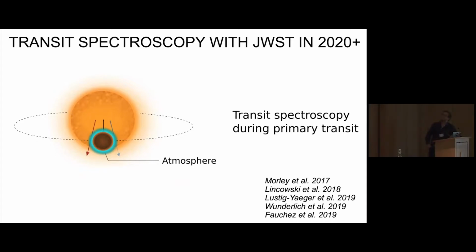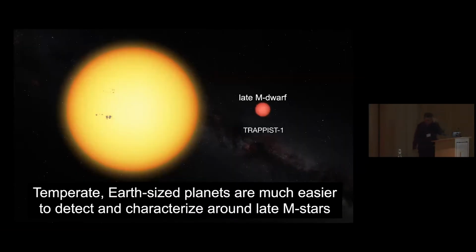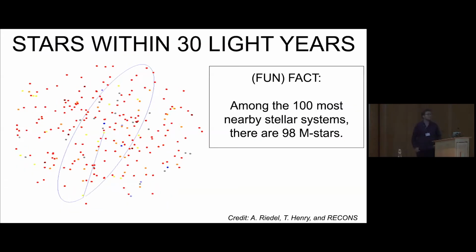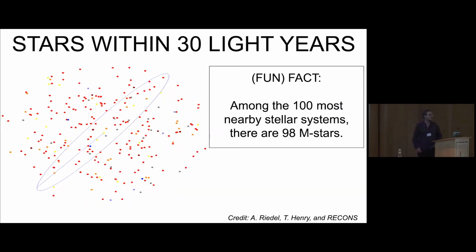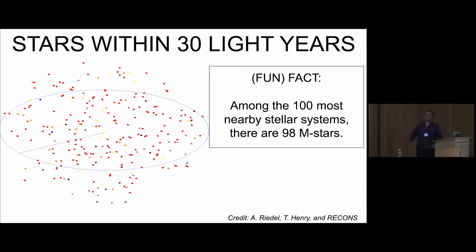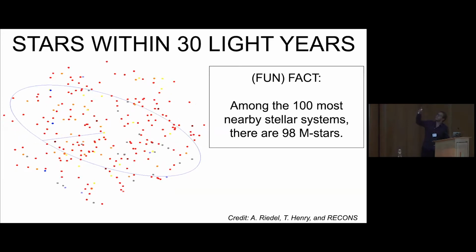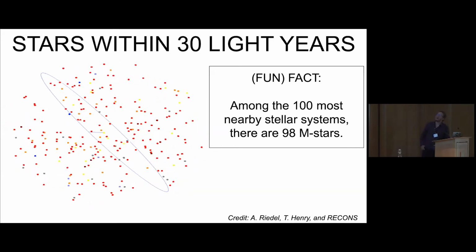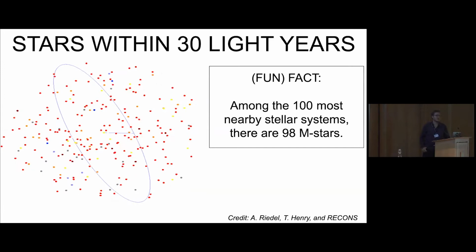There are a few common points between all these discoveries. The first is that most of these interesting targets are orbiting low mass stars, and I should even say very low mass stars, mostly due to observational bias of all the techniques that have been used to detect these exoplanets. This is also due to the fact that most stars in the universe and most stars in the neighborhood are actually cool stars, red dwarfs. And I would like to point out a number I really like: among the 100 most nearby stellar systems, there are a total of 98 M stars. That's a lot.